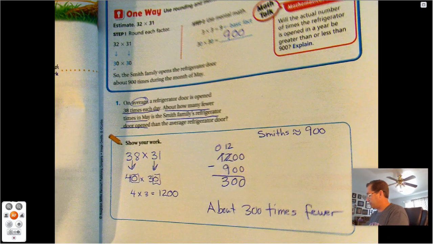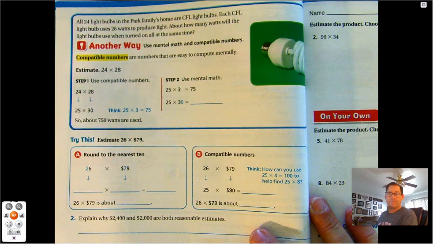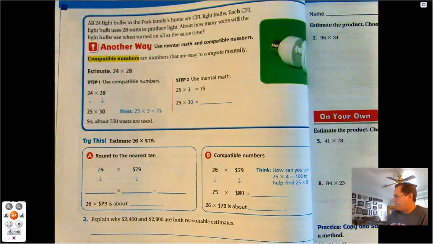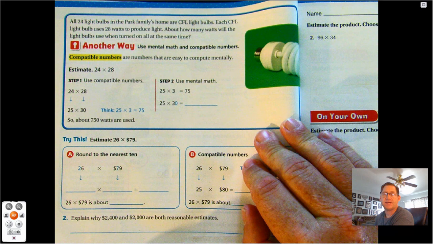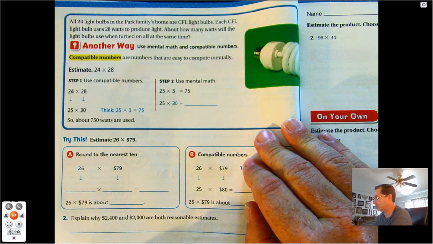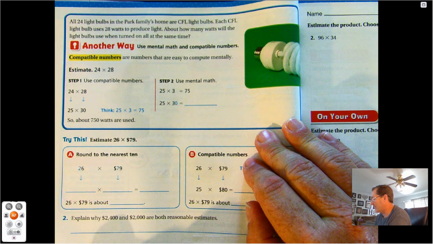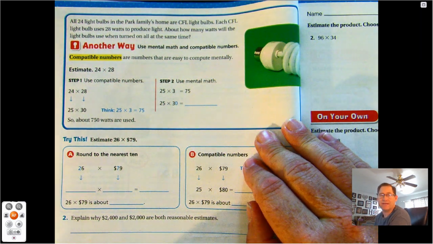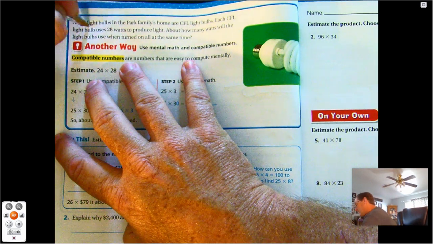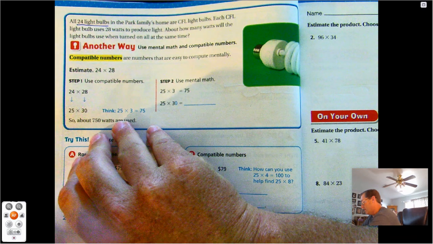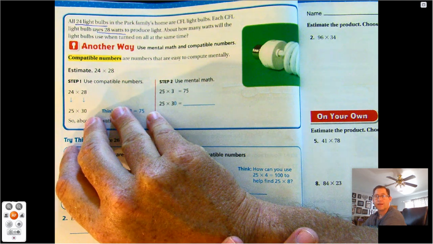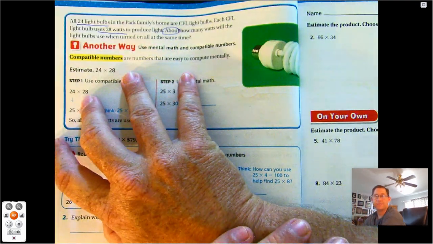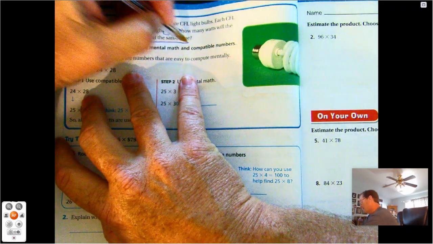All right, so let's go to page 110. Okay. And so all 24 light bulbs in the Park family's home are CFL light bulbs. Each CFL light bulb uses 28 watts to produce light. About how many watts will the light bulbs use when turned on all at the same time? Okay, so we know that they have 24 light bulbs. We know that each bulb uses 28 watts. That's a clue that I am estimating: when turned on all at the same time. So all 24 lights at the same time.